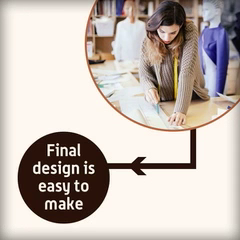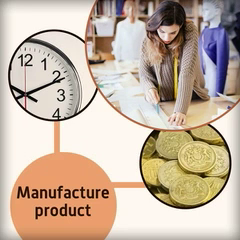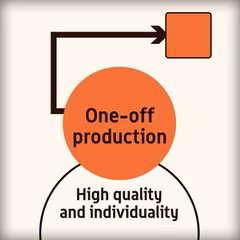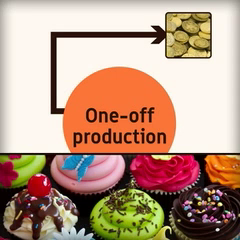A designer needs to make sure the final design is easy to make. They should consider how much time and money will be needed to manufacture the product. For one-off production, high quality and individuality is important, and customers are prepared to pay more. Therefore, specialist techniques, equipment and skilled workers can be used. An example product is the posh cupcakes you can buy in little tea shops for a few pounds each.